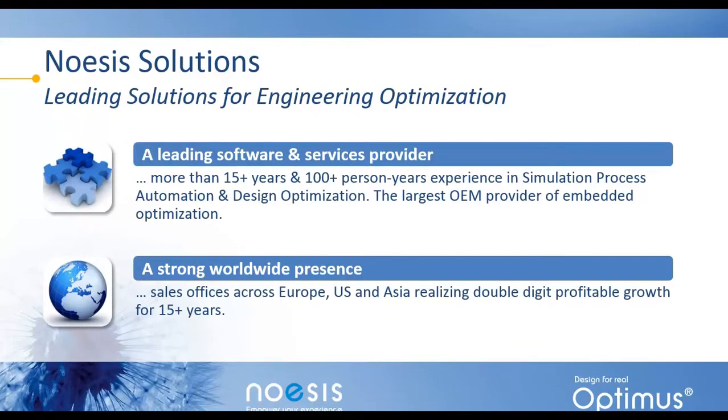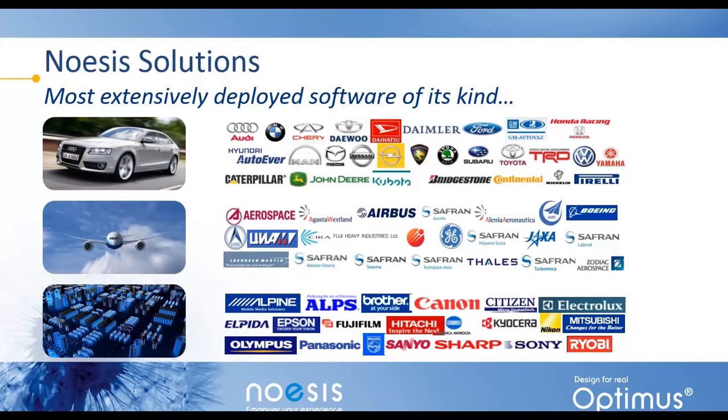So let me now just tell you a few things about the company itself. We've been releasing Optimus now we're actually going on 17 years. We're the largest OEM provider of embedded optimization, and what that means is we actually offer Optimus to third parties who have a push button type of single button click optimization, and that's important because we've had to put a lot of effort into the robustness and speed of these algorithms.